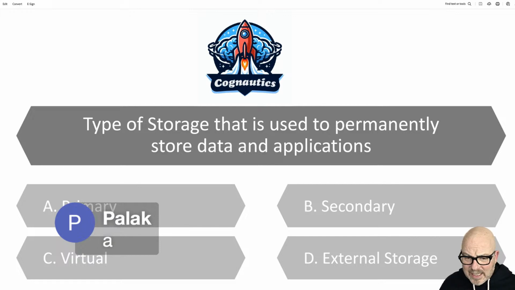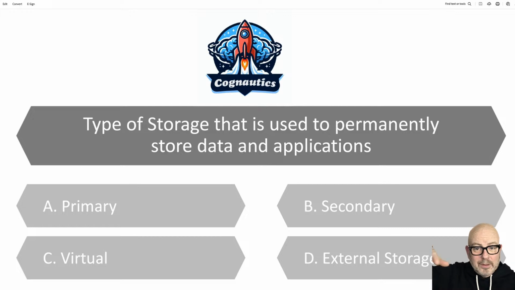I think it's inside your mind palaces. It's so important that you've got primary and then you've got RAM, ROM. Secondary, you've got optical, magnetic and solid state. And you know why you would use any of these. So what do you think? The type of storage that's used to permanently store data.